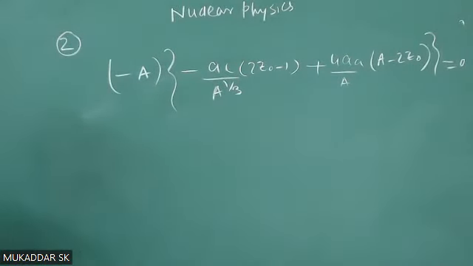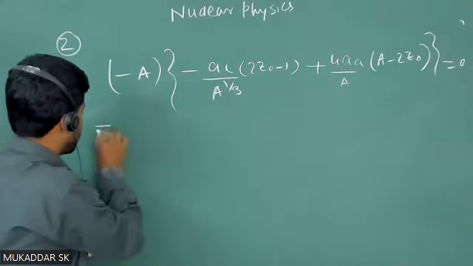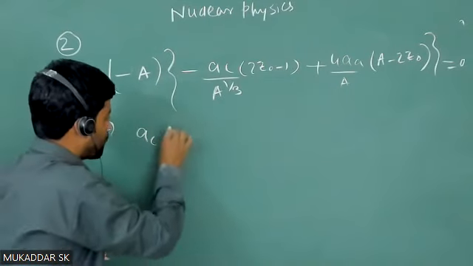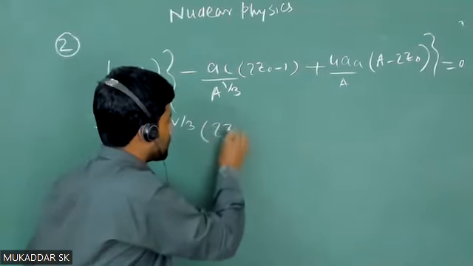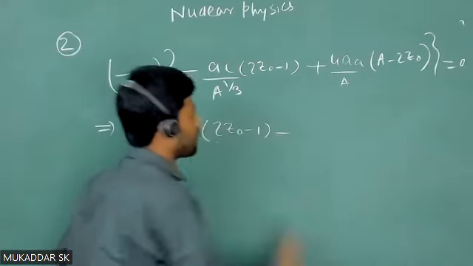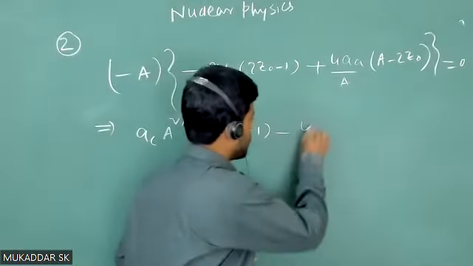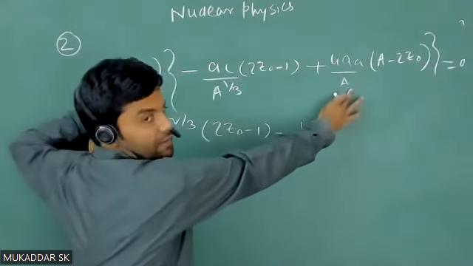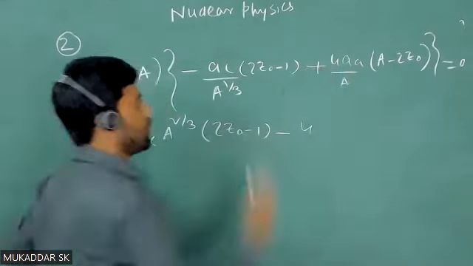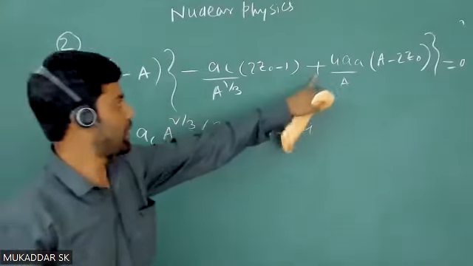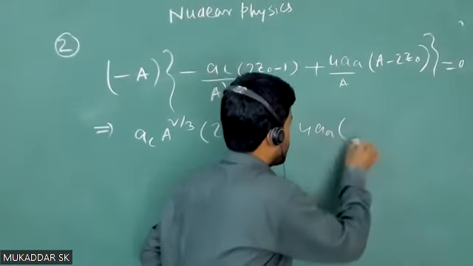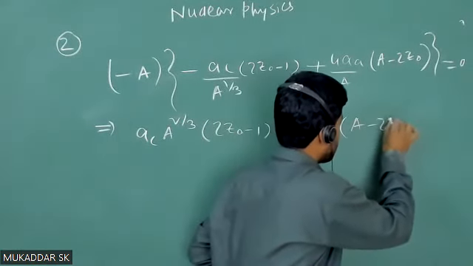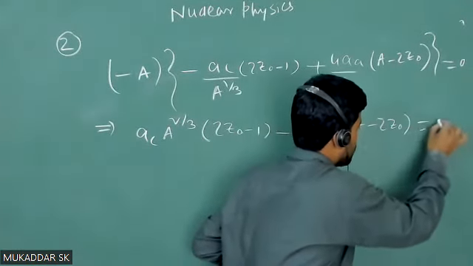Now I'll keep that minus inside the bracket. So it will be A_C A^(2/3) (2Z0 minus 1) minus 4. Now this A will be cancelled in the second term, minus will come here and it will be minus into minus, that will be minus 4A_a, and then we'll have A minus twice Z0, that will be equal to 0.